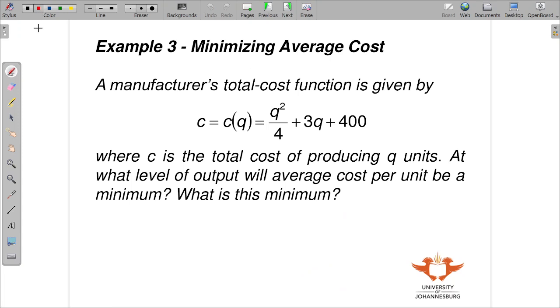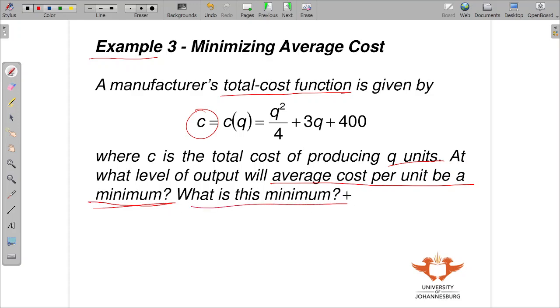Okay, another problem, another example. A manufacturer's total cost function is given by this, where C is the total cost of producing Q units. At what level of output will the average cost per unit be a minimum? What is the minimum value?